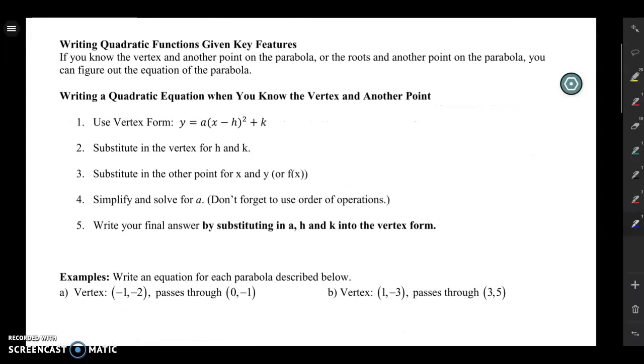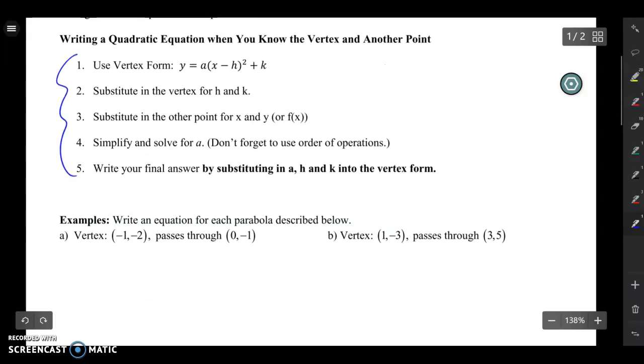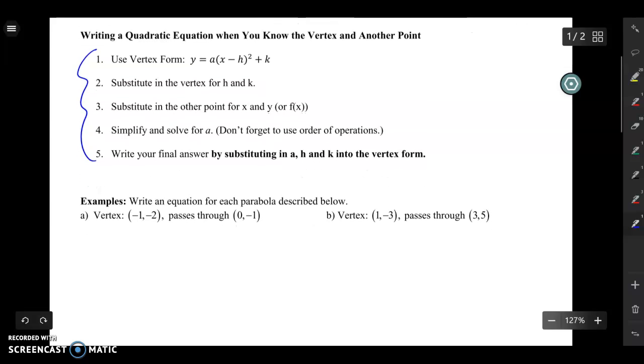And here I have the steps written out for you, so you can go ahead and copy those down if you don't have them. I'm going to go through these steps working through example A down here. So in example A, our vertex is (-1, -2), and we know it passes through the point (0, -1). Okay, so using just these two points, we're going to be able to write an equation for this parabola.